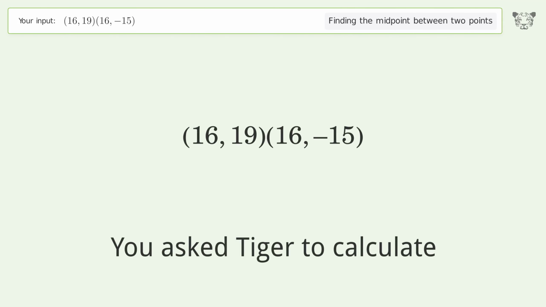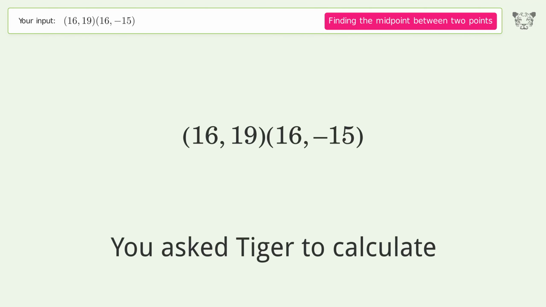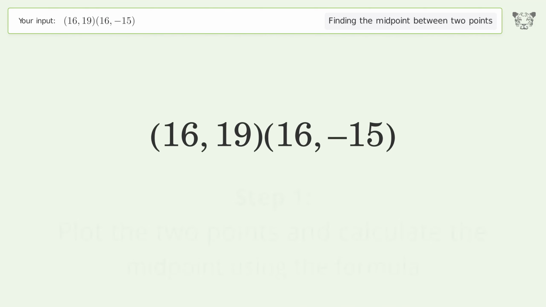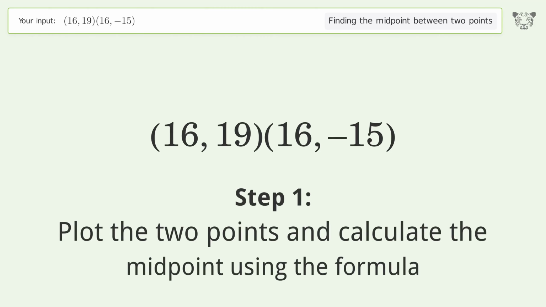You ask Tiger to calculate. This deals with finding the midpoint between 2 points. The midpoint between the 2 points is 16,2. Let's solve it step by step. Plot the 2 points and calculate the midpoint using the formula.